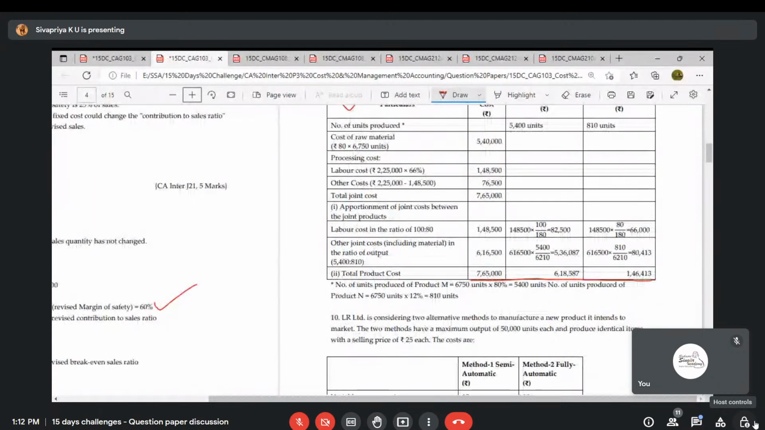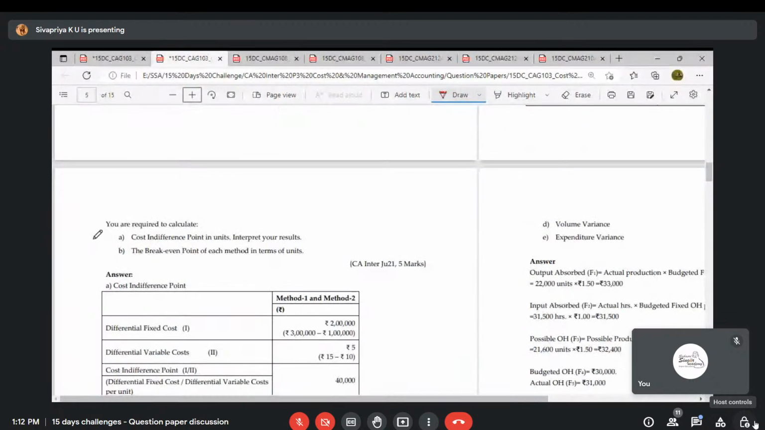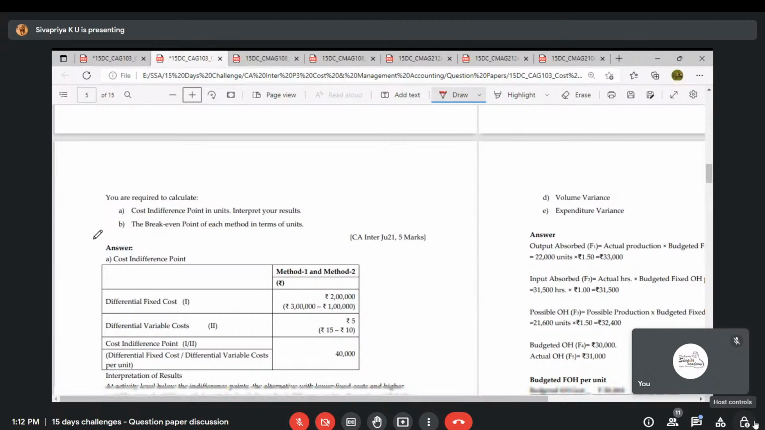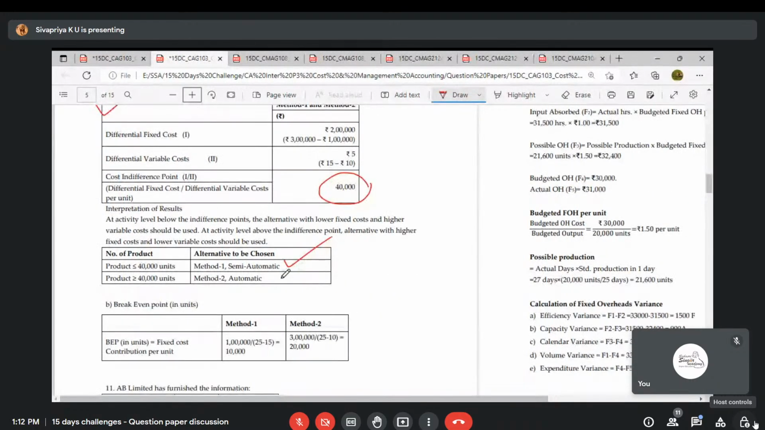Question number 10. You have to calculate the cost indifference point and interpret your results, as well as the break-even point. The first part, cost indifference point, answer is 40,000. If the production is less than 40,000, method 1 semi-automatic. If it is more than 40,000, it is automatic.